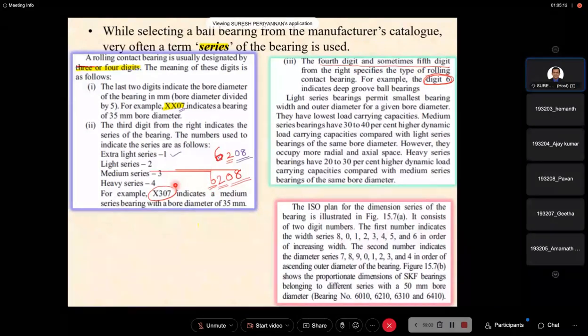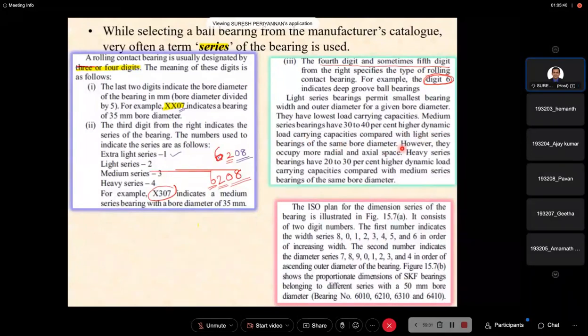rolling contact bearing. Okay, see here, it is clearly given in your book. Please go through that, you can get it. Light series bearings permit smallest bearing width and smallest outer diameter for a given bore diameter, with the lowest load carrying capacity in the light series. Medium series has 30 to 40% higher dynamic load carrying capacity compared to the light series bearings.